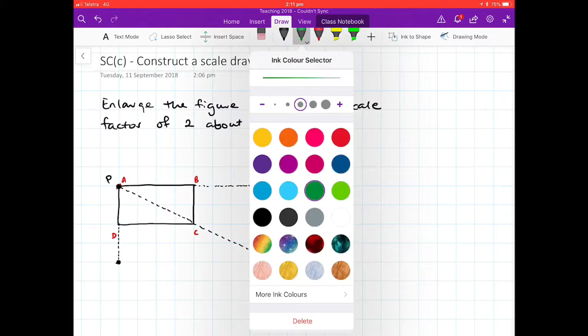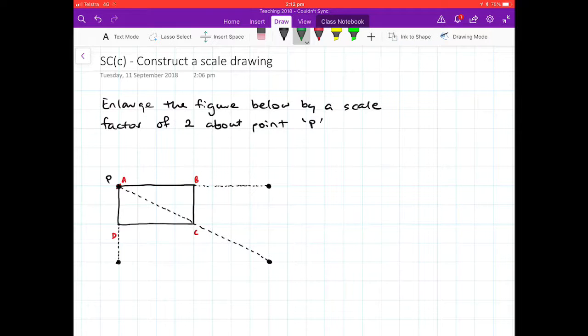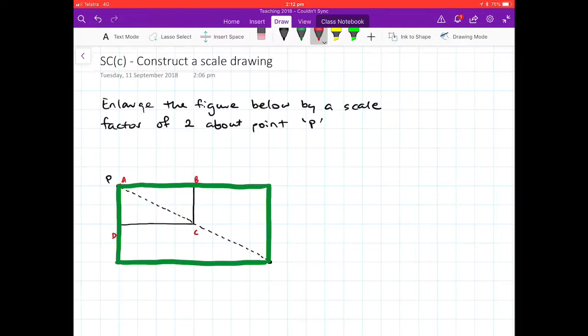So what we've got now is this situation, nice thick line, where we now need to join up the points, just so you can see it, so that this new shape has actually been enlarged by a scale factor of 2, meaning that every measurement from point P out to point B, to point C and to point D has been doubled. We now have a new point B, a new point C, and a new point D. The only one that stays the same is point A, because point A shares the same spot as point P.